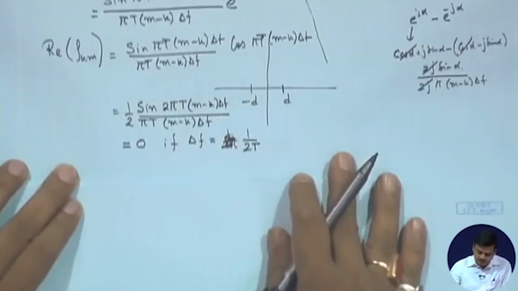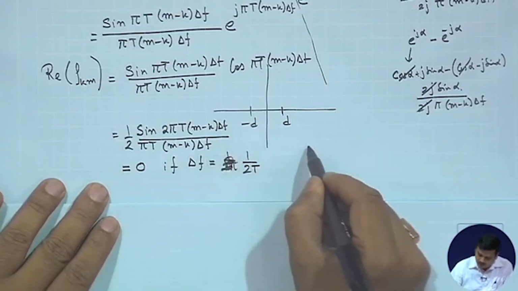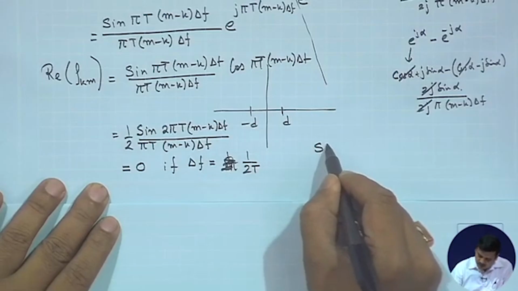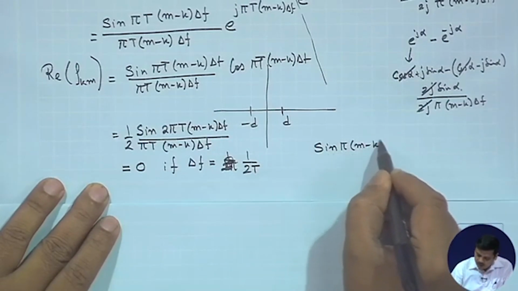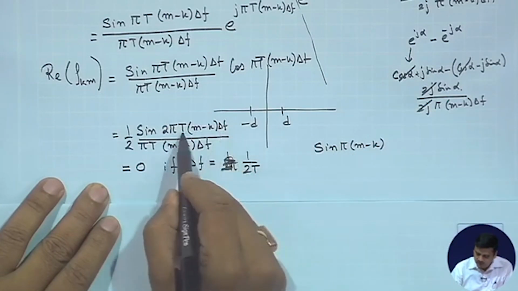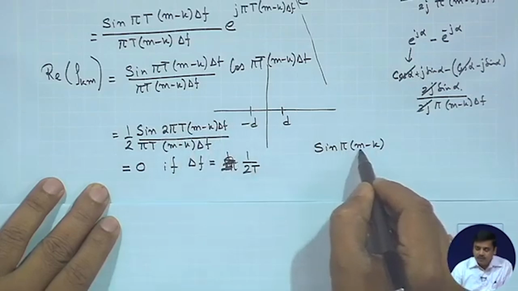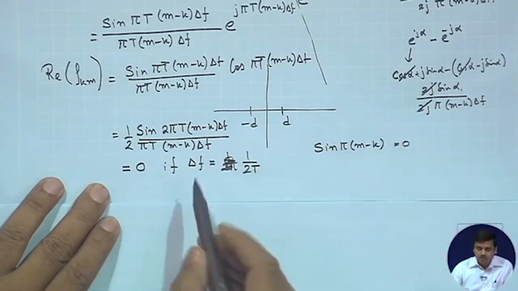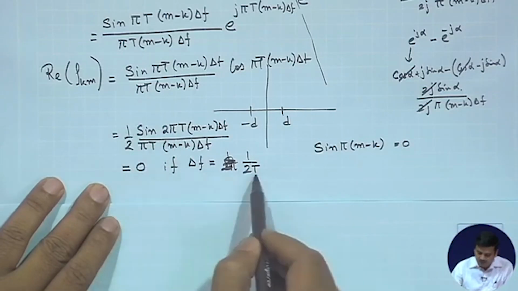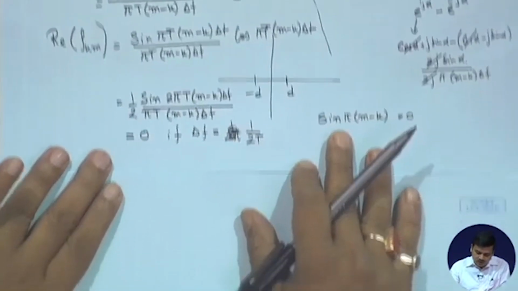So, that means if delta f is equal to 1 upon T, then what you are left with is sin pi (m minus k), because delta f equals 1 upon 2T. So, sin pi (m minus k), where m is an integer and k is an integer, is equal to 0. That means this part would go to 0 if delta f is equal to 1 upon 2T. Now, what is the significance of this?